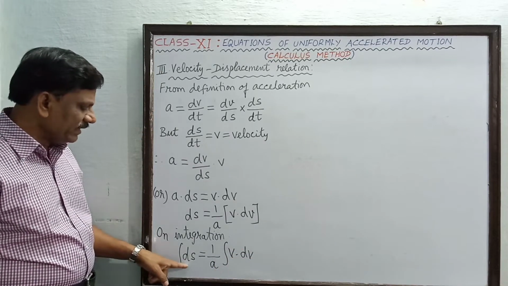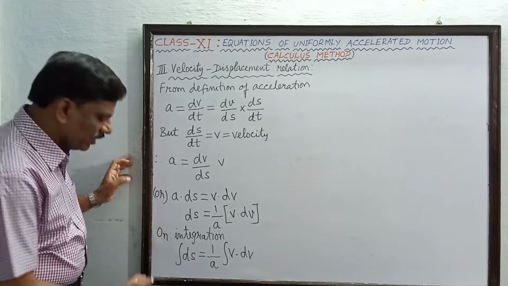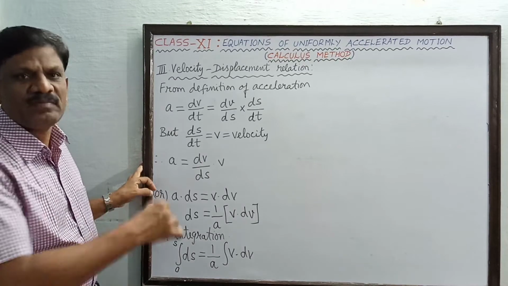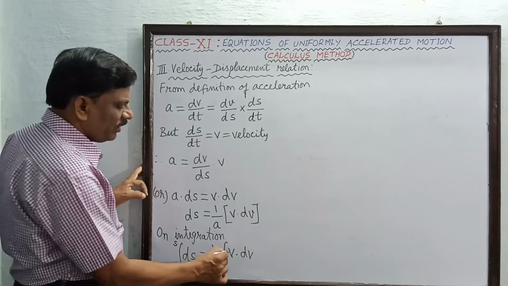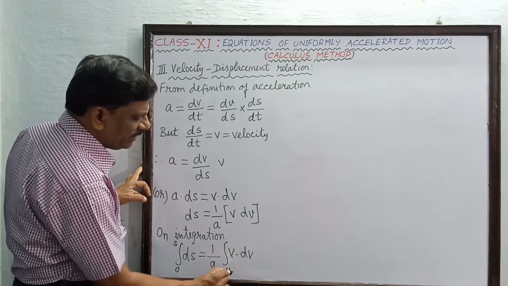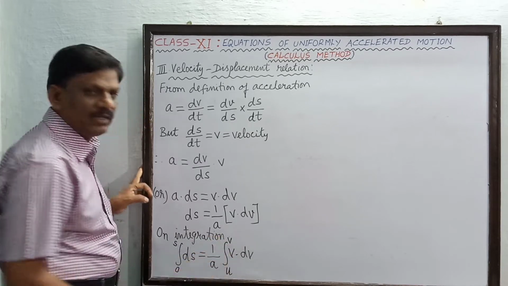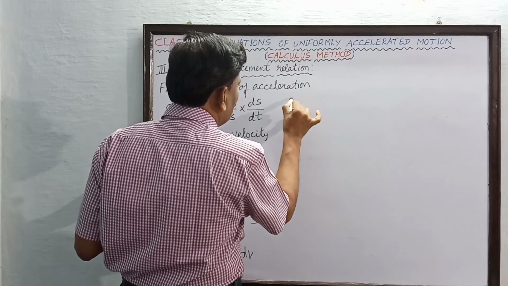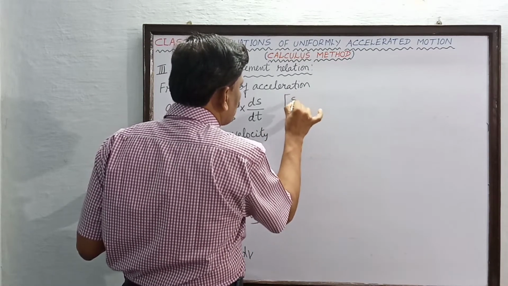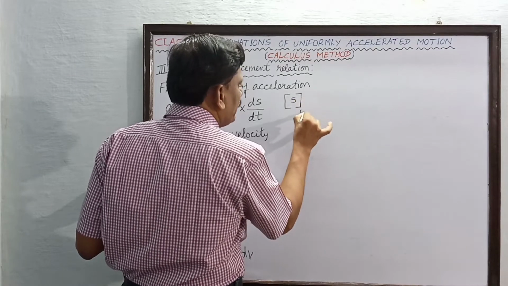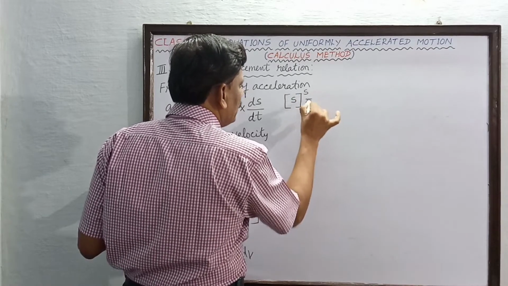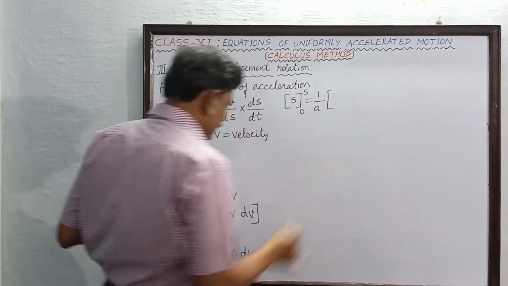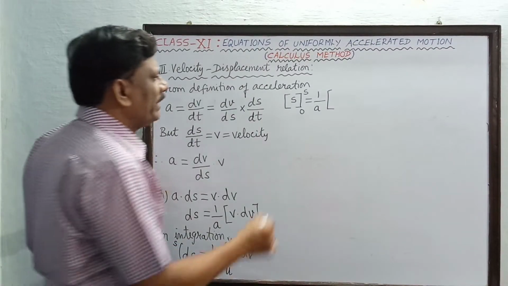So on the left hand side integral, the lower limit is 0, upper limit is s. Displacement varies from 0 to a maximum value s, whereas the velocity changes from initial value u to a final value v. So on integration, the left hand side will become integral ds, which will be equal to s between the limits 0 and s. The right side is 1 by a into integral of v dv, which is v square by 2.